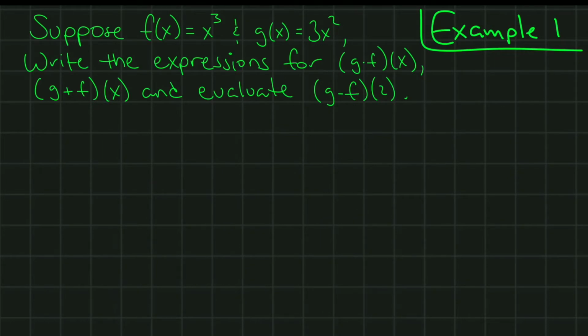Example number 1, suppose that f of x is equal to x cubed and g of x is equal to 3x squared. Write the expression for g times f of x, g plus f of x, and evaluate g minus f of 2. We have g times f of x. All we're going to do is multiply g of x times f of x.